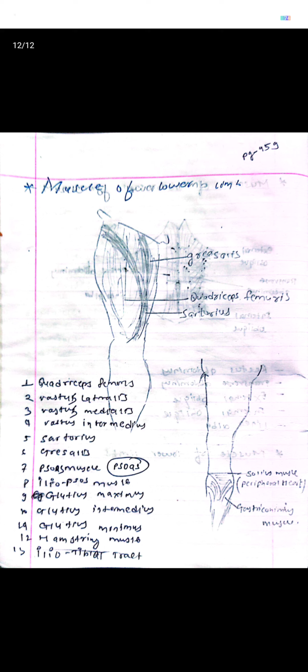Muscles of lower limb: quadriceps femoris, vastus lateralis, vastus medialis, vastus intermedius, sartorius, gracilis, psoas muscle, iliopsoas muscle, gluteus maximus, gluteus medius, gluteus minimus, hamstring muscle, iliotibial tract.